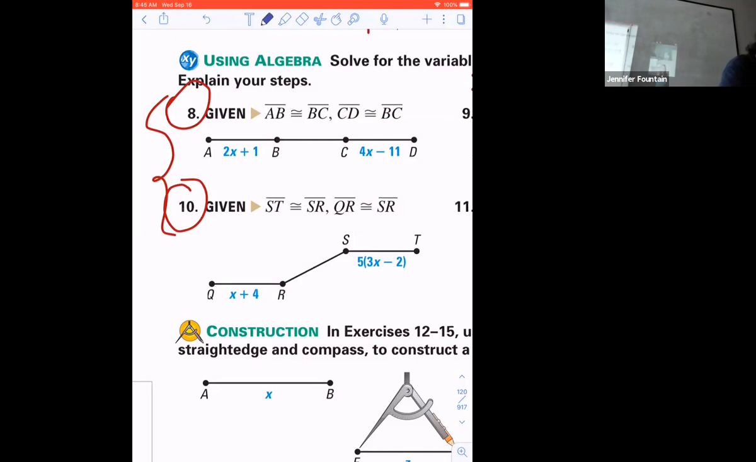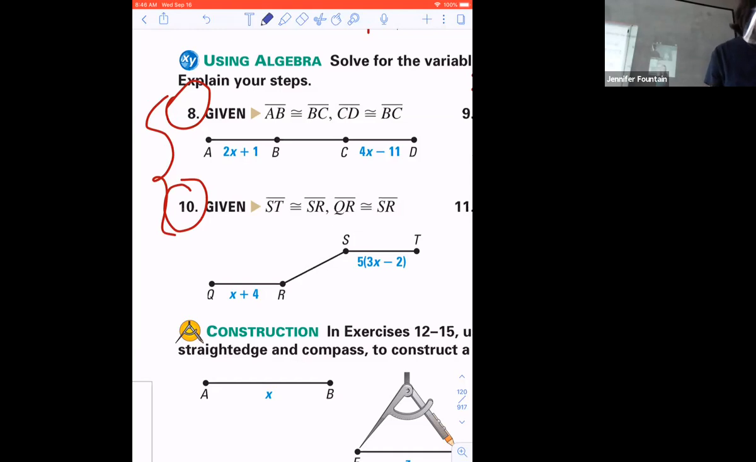Okay? So the way we're going to set this one up is we are going to be following the same thing, except we're going to go ahead and set them up equal to each other. So our first step is the distributive property, where we have to distribute that 5 to 3x minus 2. So you should have ended up with 15x minus 10 is equal to x plus 4. Then I need to move my x term by the subtraction property. So I subtract x from each side.